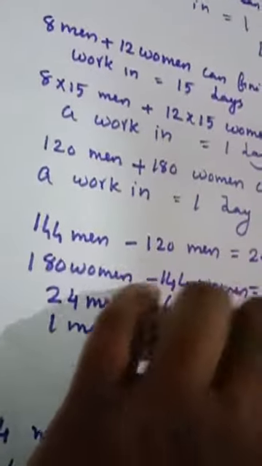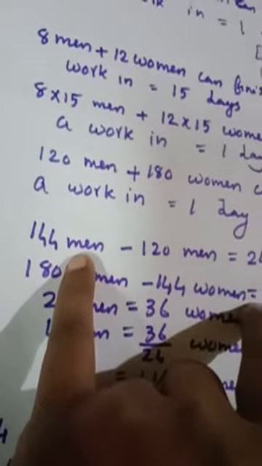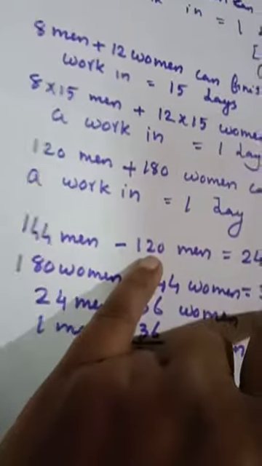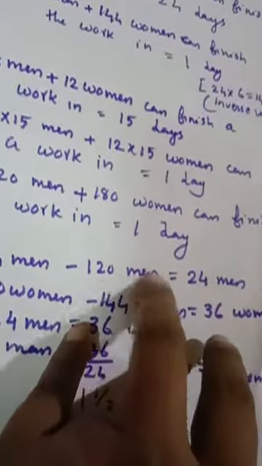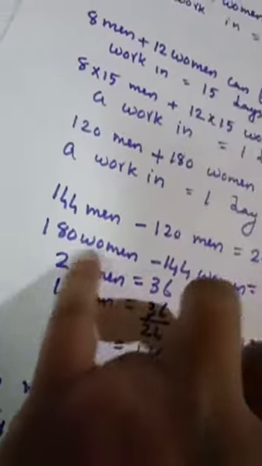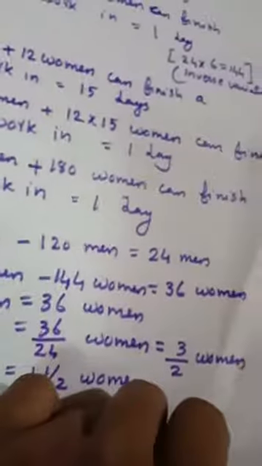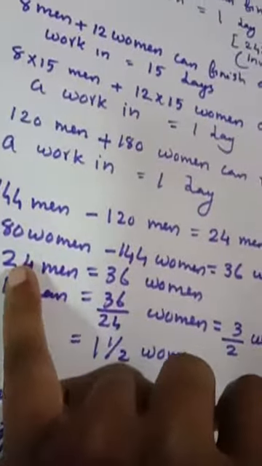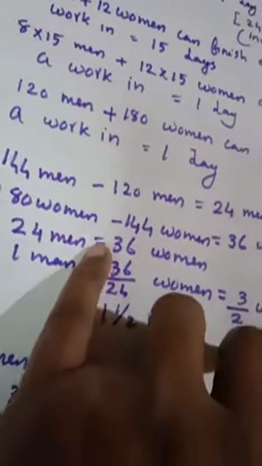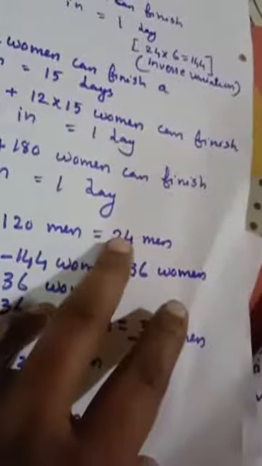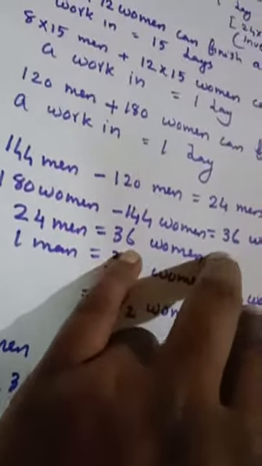Okay, now we want to subtract the men: 144 men minus 120 men is 24 men. In the same way, 180 women minus 144 women is 36 women. So we got this side equal: 24 men is equal to 36 women.